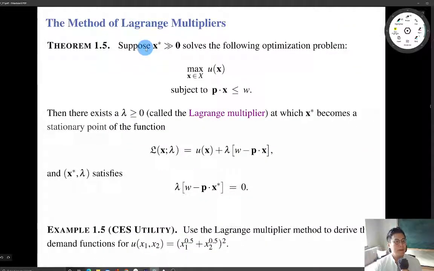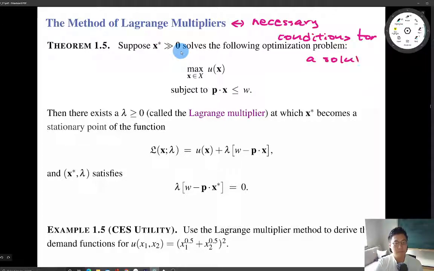Okay? All right. And then in the next slide, I'm going to briefly illustrate the way to solve this UMP. Usually we adopt the method of Lagrange multipliers. So that gives us a necessary condition for the solution to an optimization problem. Okay, so I want to highlight this is simply a necessary condition for a solution to the following UMP.